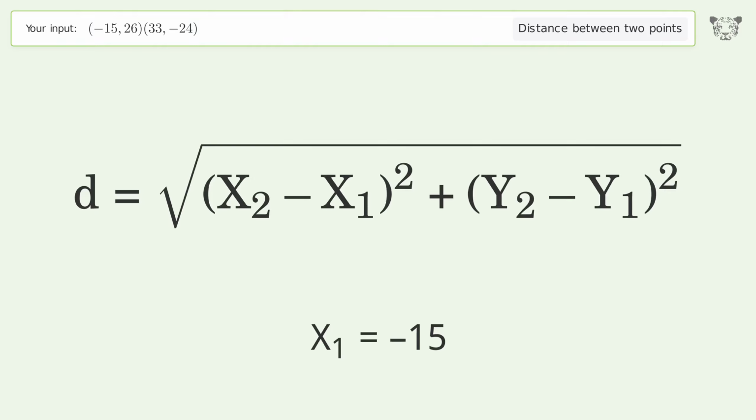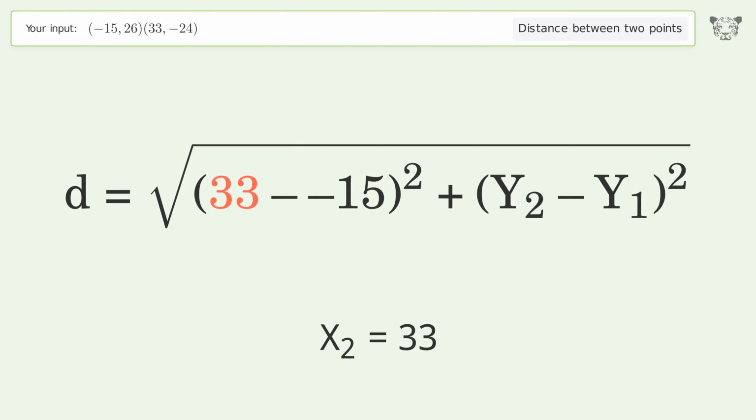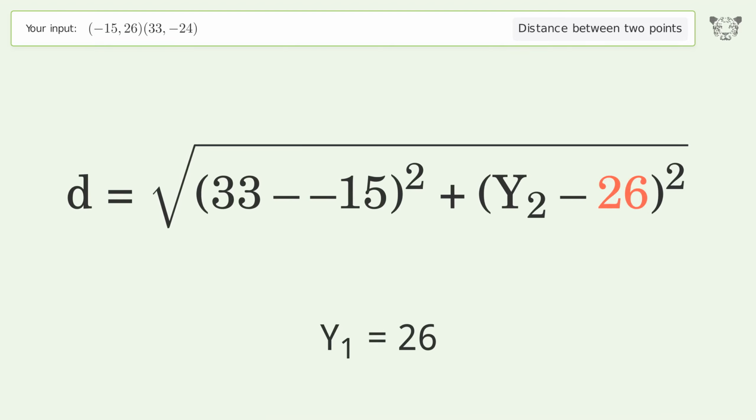x1 equals -15. x2 equals 33. y1 equals 26. y2 equals -24.